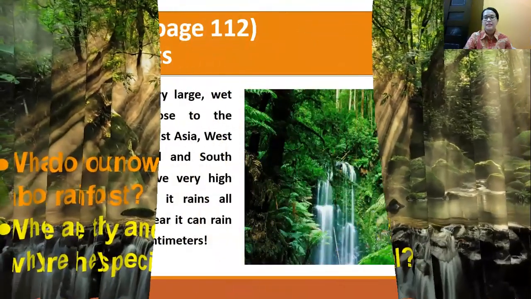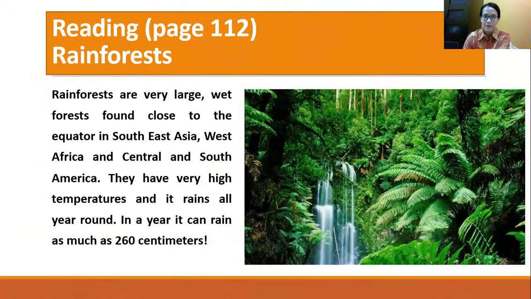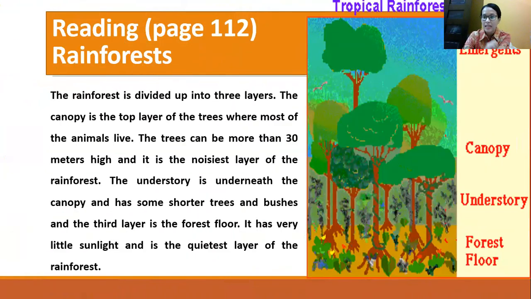Okay, this is the information about the rainforest. They are very large, wet forests, and they are found close to the equator in Southeast Asia, West Africa, and Central and South America. They have very high temperatures and it rains all year round. That's why it's called rainforest. In a year, it can rain as much as 260 centimeters. Can you imagine that? That must be an amazing place.